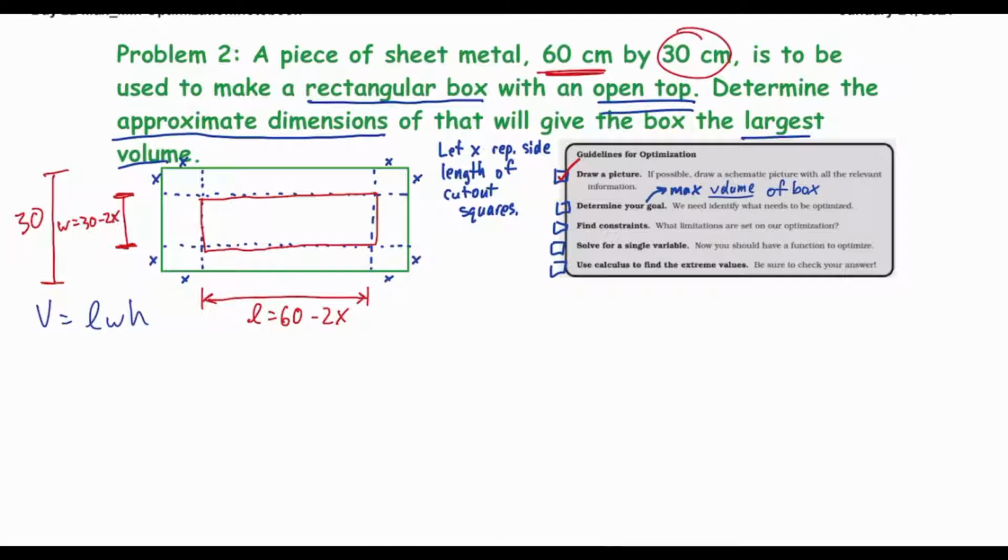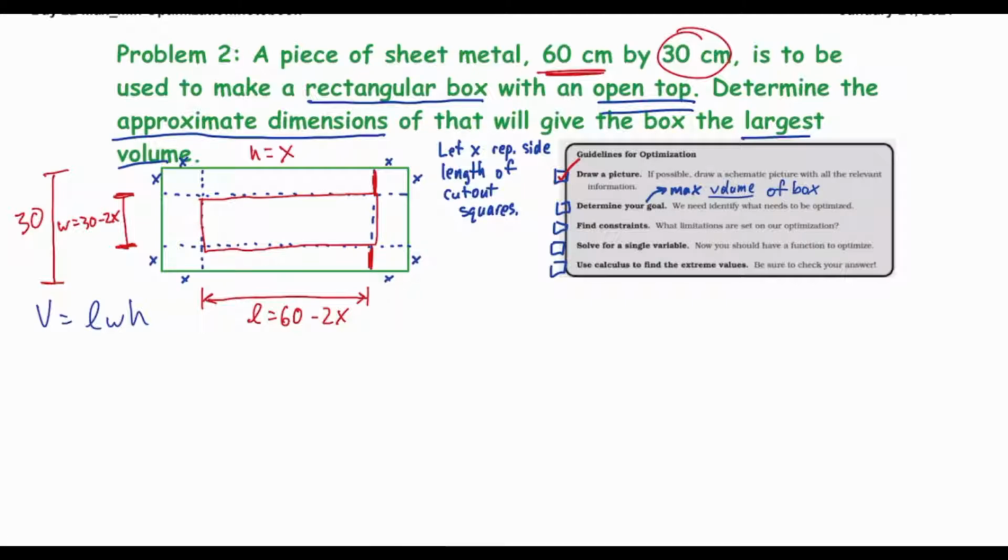And what's the height of our box going to be? Well, we're going to be folding up, so this part is going to be one wall, and this part's going to be the other wall. And so our height is just going to have a value of x. So our height is equal to x. So everything's defined in terms of x. That's going to be our only variable.